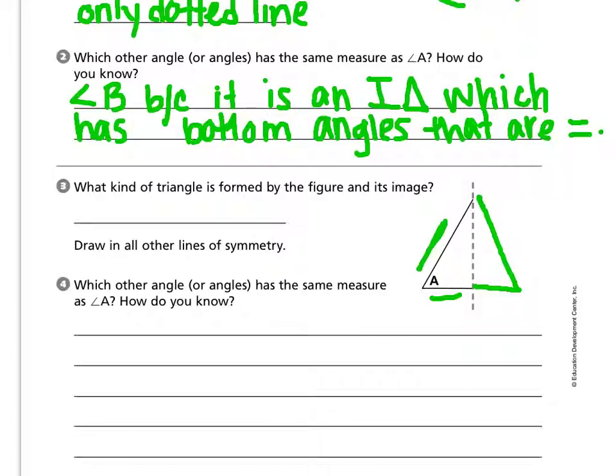Once you've drawn in the symmetry lines, we need to find out which other angles have the same measure as angle A. How do you know? Remember, scalene triangles will only have 1 angle that has that measurement. None of the angles equal each other. An isosceles triangle will have 2 angles that equal each other. They're the bottom angles. An equilateral triangle will have 3 angles that equal each other. They'll all be the same measurement. Once you've figured out what kind of triangle it is, you'll be able to know how many angles have the same measurement as angle A.